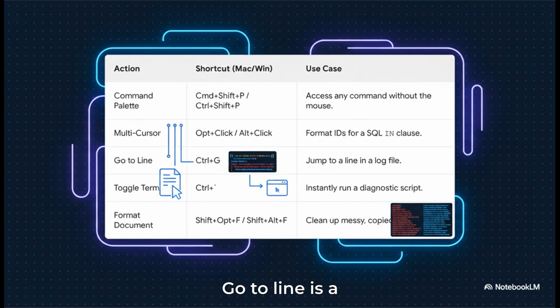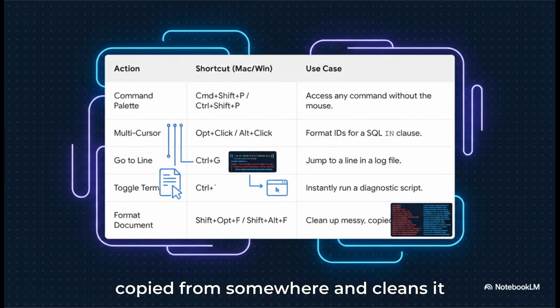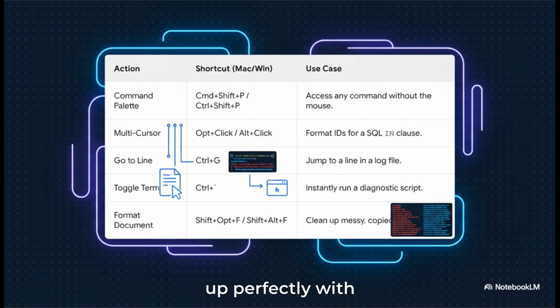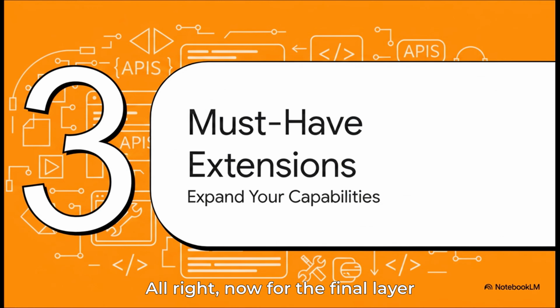Go to line is a lifesaver for giant log files. Just hit Ctrl-G, type the line number. Toggle terminal brings up your command line right there in the editor. And format document? It takes a messy, ugly query you copied from somewhere and cleans it up perfectly with one command. All right, now for the final layer of our system, extensions.